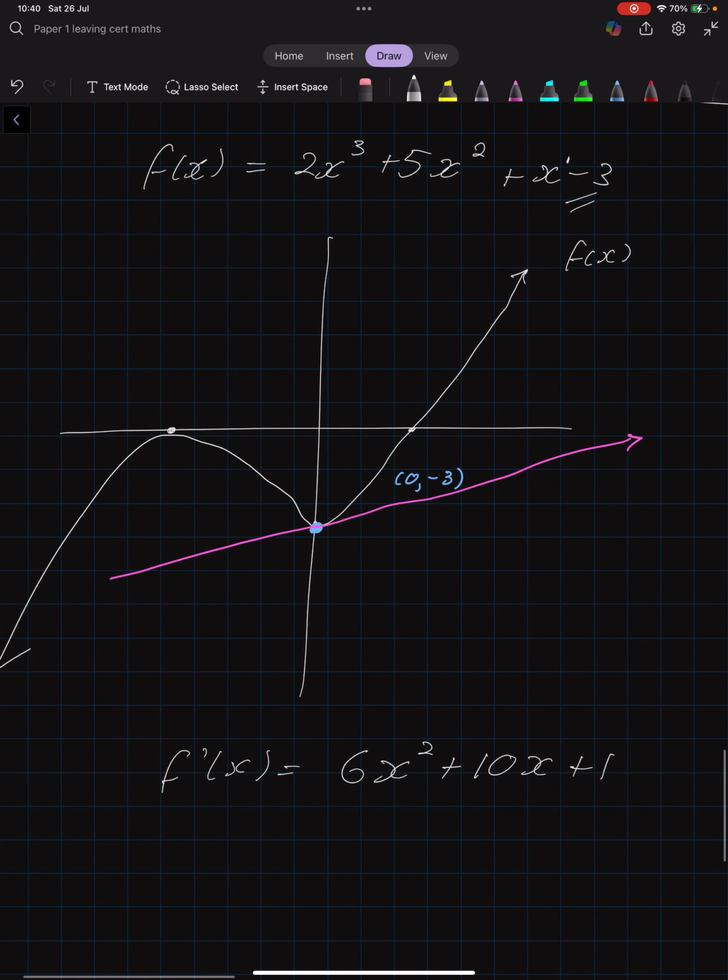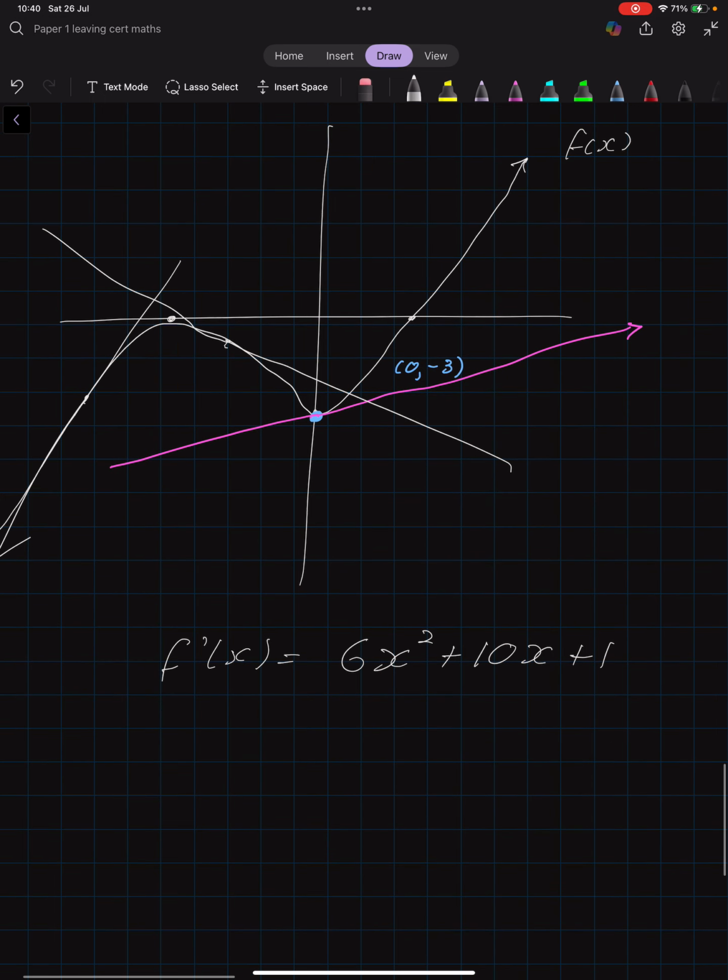So in this case, it's like this one, okay? Again, if I wanted the tangent here, then it would be something like this. You know? And then here, it would be something like that. Okay? So that's what a tangent means. Okay?